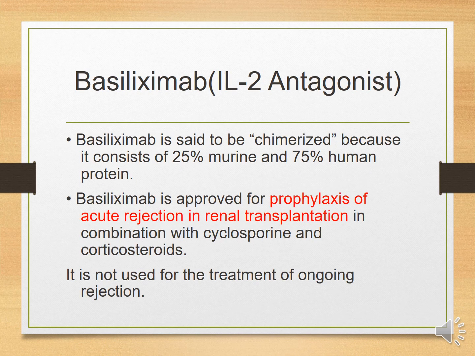Then comes Basiliximab. It is an interleukin-2 antagonist. It is chimerized, meaning it consists of 25% murine protein from mouse and 75% human protein. It is approved for the prophylaxis of acute rejection in renal transplantation in combination with cyclosporine and corticosteroids. It is not used for treatment of ongoing rejection.